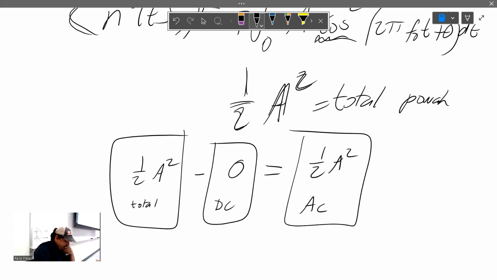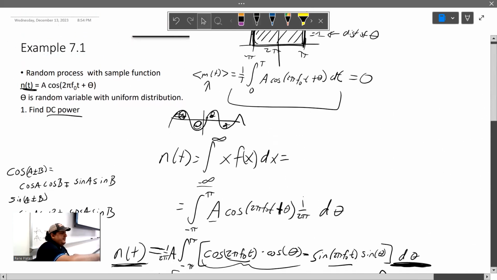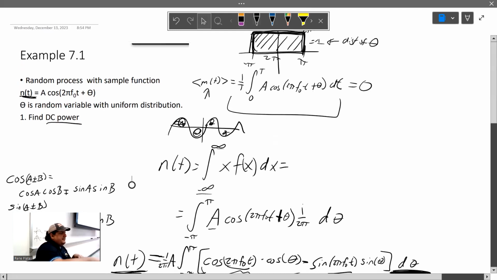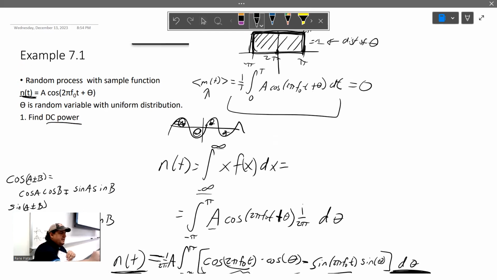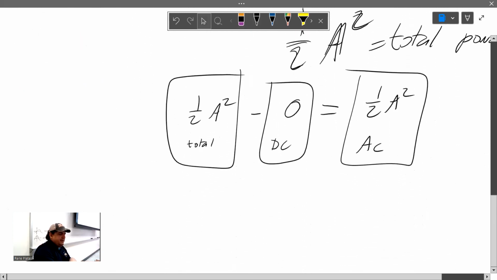Does the DC count as power in the total power? Yes, but there is no DC power in this case. It makes sense, because if you look at this right here, it's a sinusoidal. Sure, there's a component that changes the phase, but it's evenly distributed, so the average is 0. So there is no DC component to this signal. There's a 0 DC, there's a total power, and then there's the AC power. All the power comes from AC, apparently.